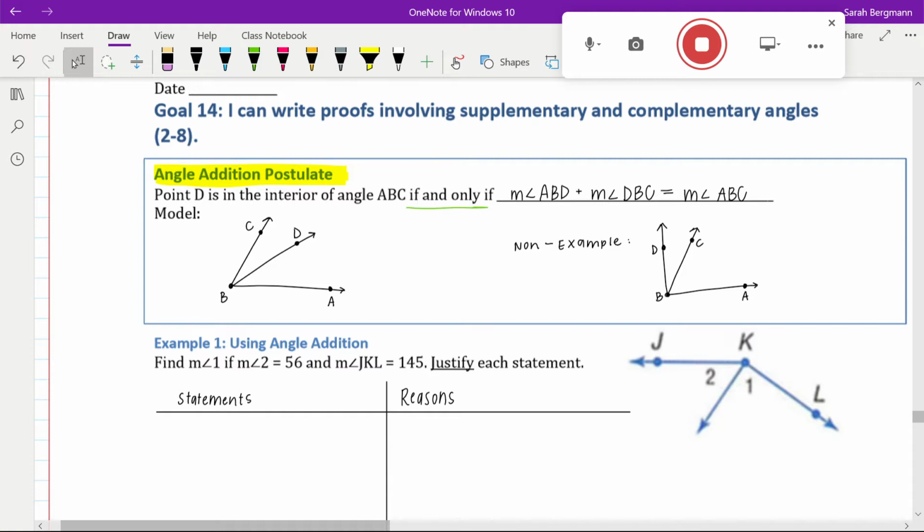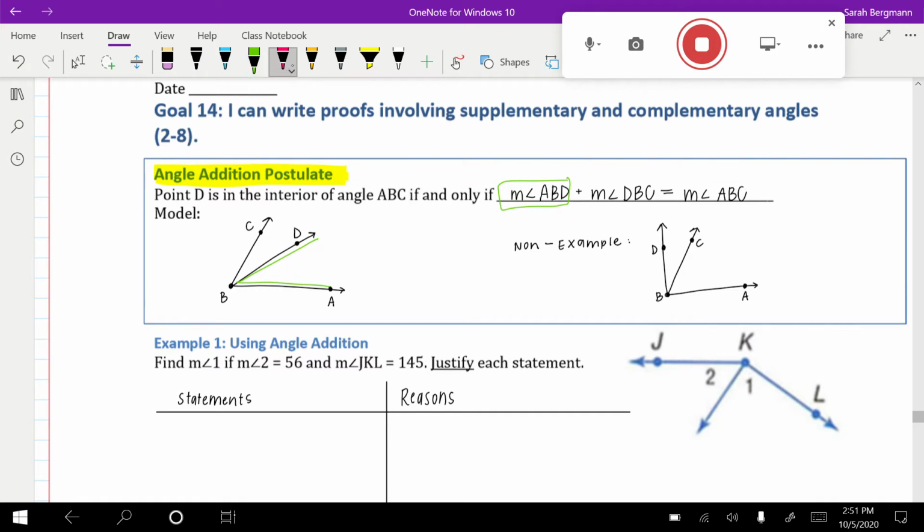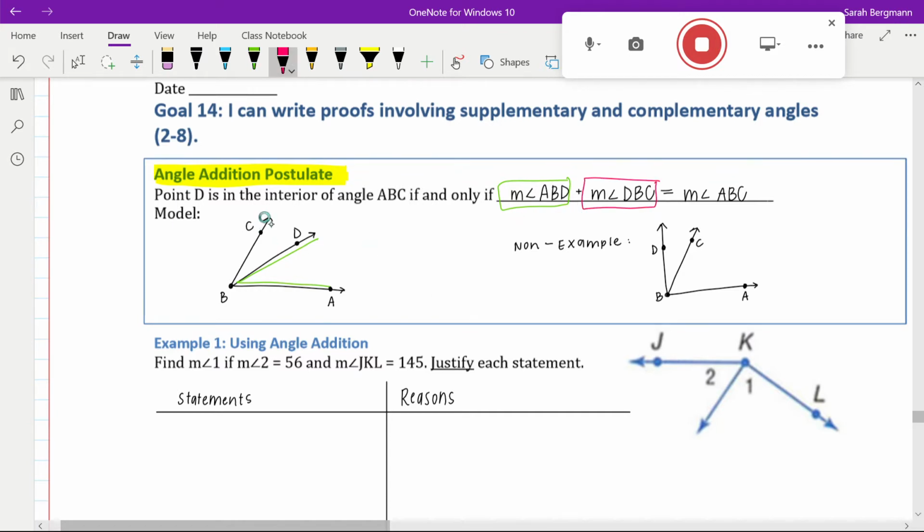So basically what it's saying is D is in the interior. So the interior is like the inside of the angle. So anything inside of this angle is the interior of the angle. So it's saying point D is in the interior of the angle if and only if the measure of angle ABD, this angle here, plus the measure of angle DBC, this angle here, is equal to the full angle, angle ABC. This should kind of remind you of segment addition postulate, except with angles.